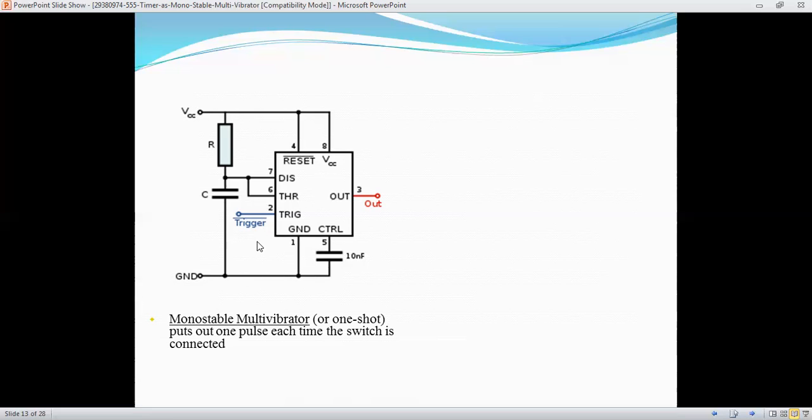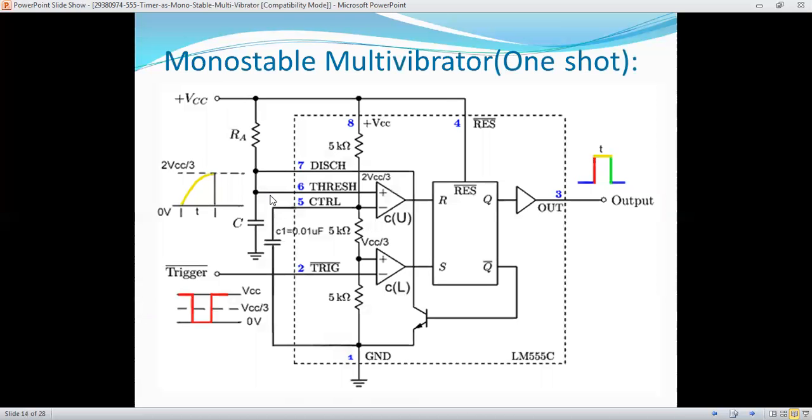Before that, we are going to this area. It shows pin number 2. It shows a square wave generator. From that, we will see the charging and discharging of the capacitor later in the next slide. So similarly, this is a monostable multivibrator. These are the block diagrams.